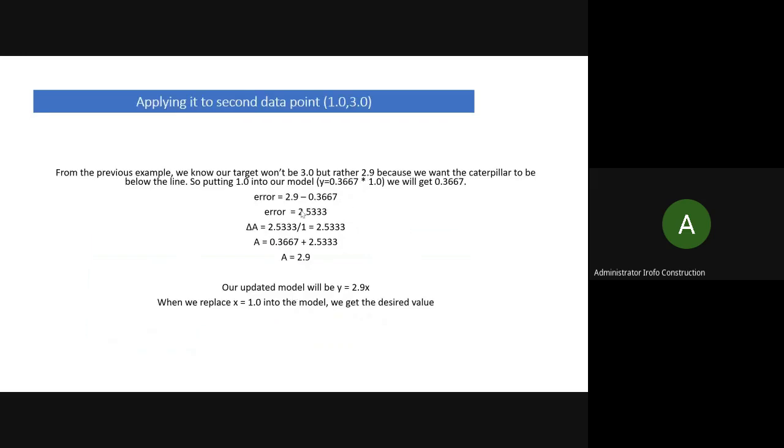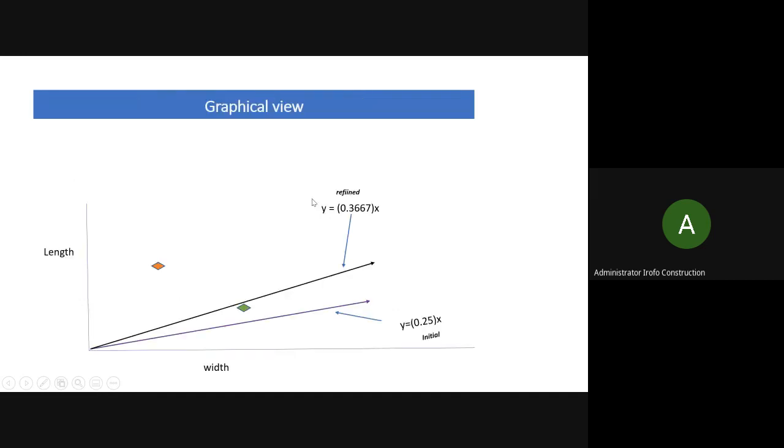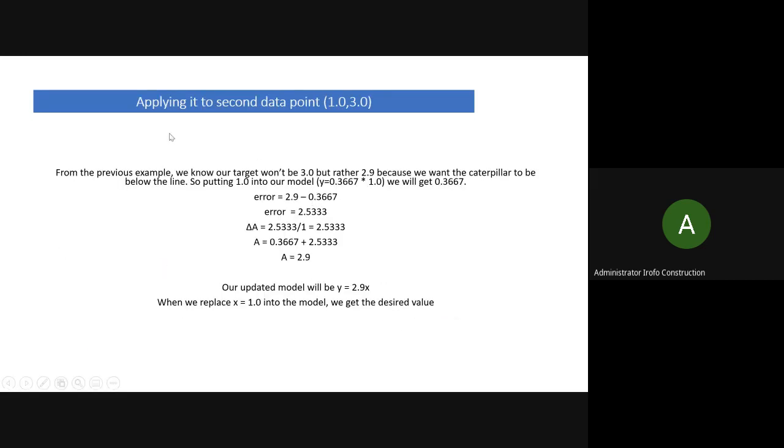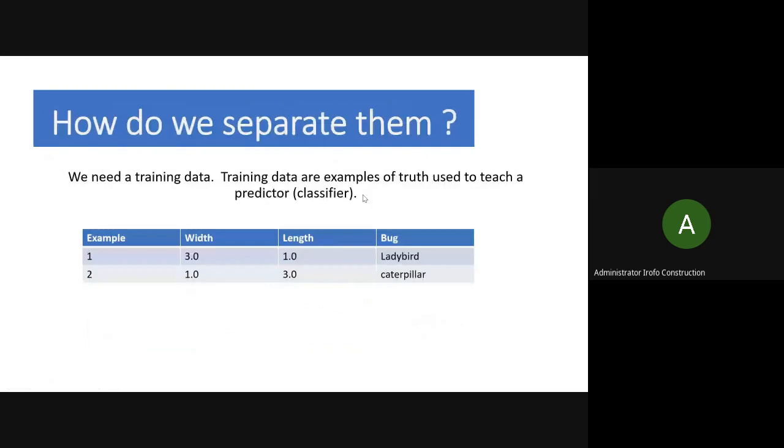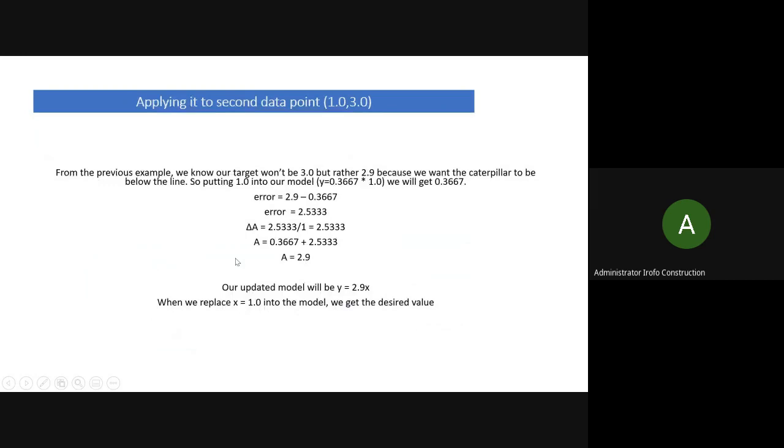So that's what you're doing here. We come here and find our error. We have to replace 3 in this equation. From the previous example, we know our target won't be 3.0, but rather 2.9, as I said, because we want the caterpillar to be below the line. Why are you putting 1 into this one? Because our x is referencing our weight, and the weight here is just 1. That's why I'm putting 1 into that equation.